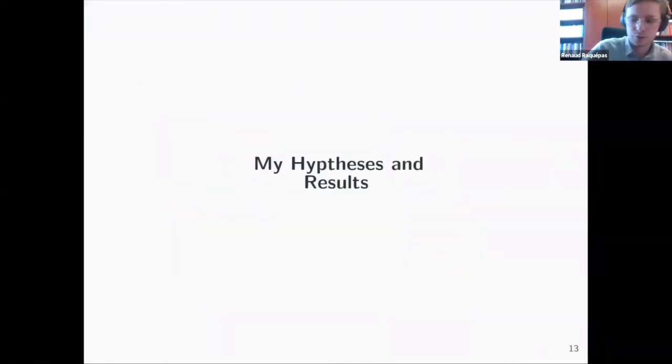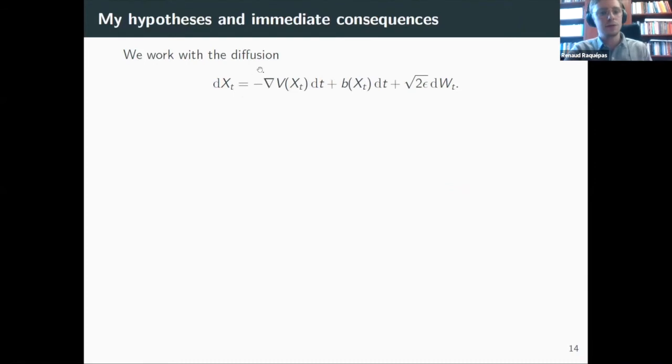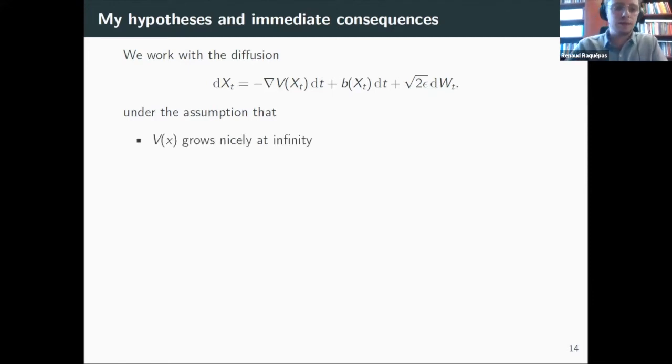So what are my hypotheses and results? As I said, I work with the diffusion. And by the way, when I say non-degenerate diffusion, it means that this matrix here was full rank. Before it was matrix D, now I went even a bit further and just assumed that it's a constant. Now I'm calling that constant 2 epsilon because it's convenient for formulas and because later on I'll take epsilon to zero, and it's more natural to take epsilon to zero than half D to zero. Anyway. So the assumptions that I will be working with are the following.